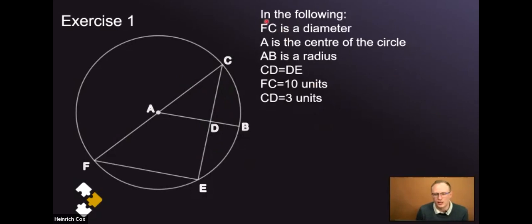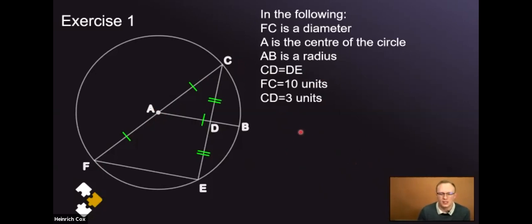So first thing I want to point out here is when we read FC as a diameter, what's sometimes useful, depending on whether we've got lengths involved or not, is to go and mark AF and AC as being equal in length because they are then radii. And since A is the center of the circle and AB is a radius, we want to go and mark all 3 of those lines, AC, AF, AB, as being equal in length, right? Then we're told CD equals DE, so we definitely want to go mark those as being equal in length.